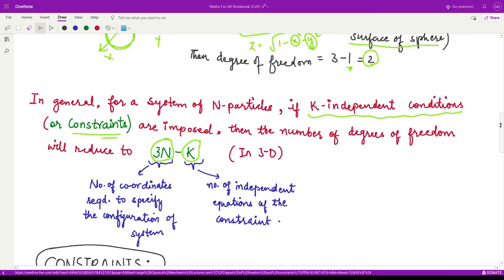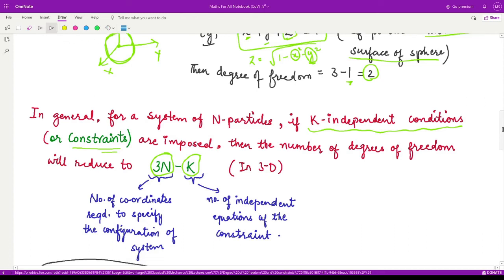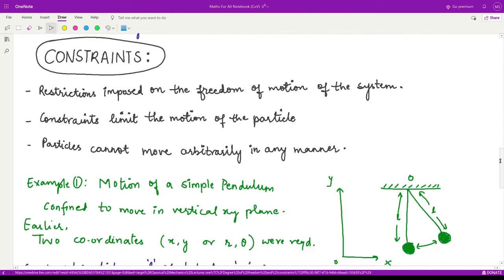So now we have talked about the conditions imposed, or the constraints. Let us have a look at them in detail. What are constraints? You might have guessed, these are the restrictions which are imposed on the freedom of motion of the system, and these constraints limit the motion of the particle. They cannot move arbitrarily in any manner, like in the previous case when we were talking about a particle moving in three-dimensional space, right? So it could move anywhere.